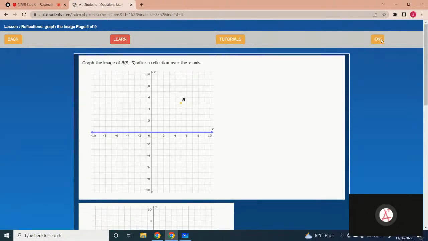Is there any problem? No one is answering. Why? For the next one, you have to write the coordinates. Got it? The new coordinates.